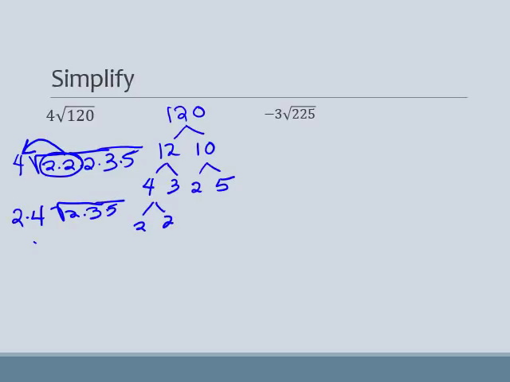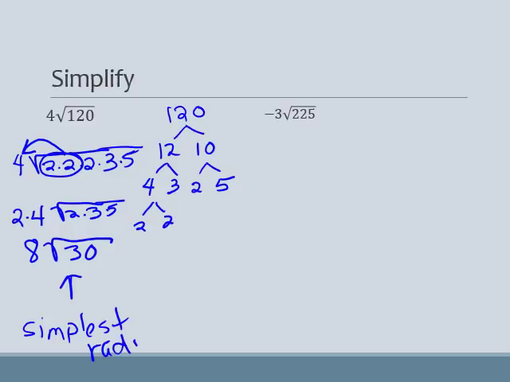Okay, so now last thing we do is just multiply. So we get 8 times the square root of 2 times 3 times 5, which is 30. So it's 8 times the square root of 30. And we say that that is in simplest radical form. Okay. There's nothing that can be factored out. All of the prime factors are pulled out that are perfect squares.